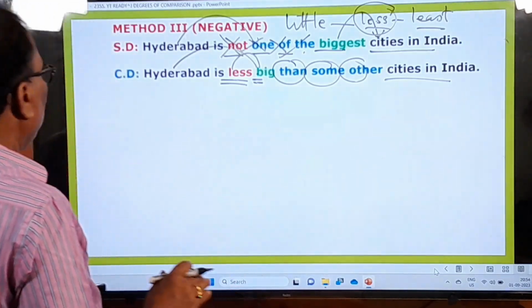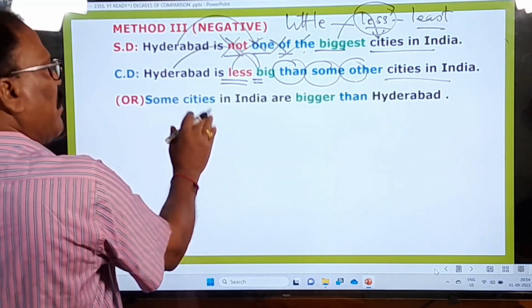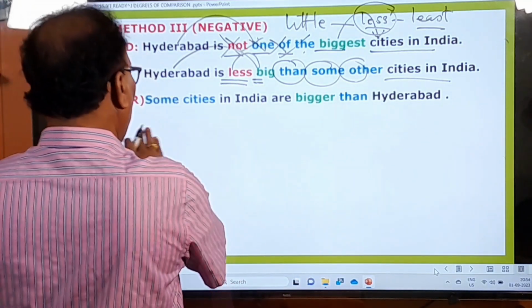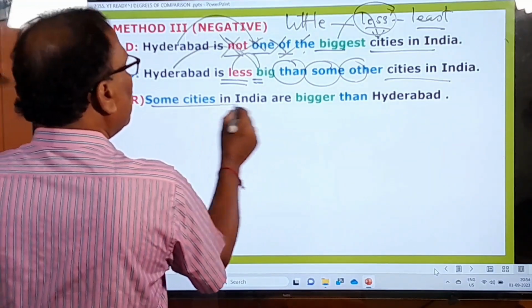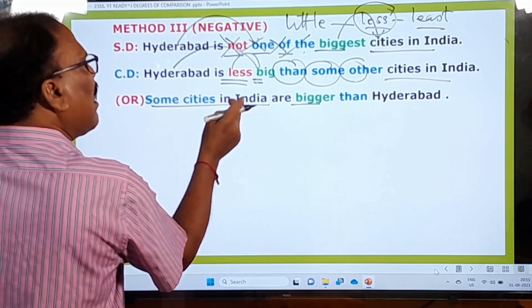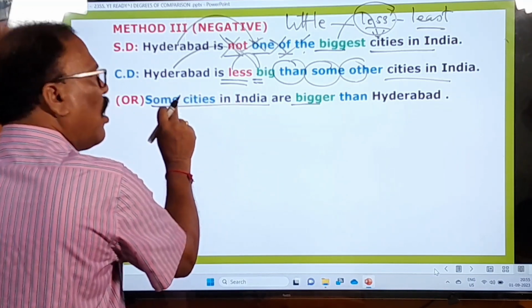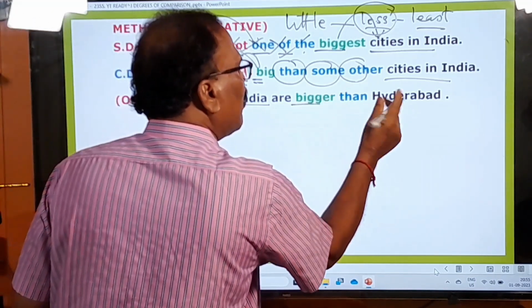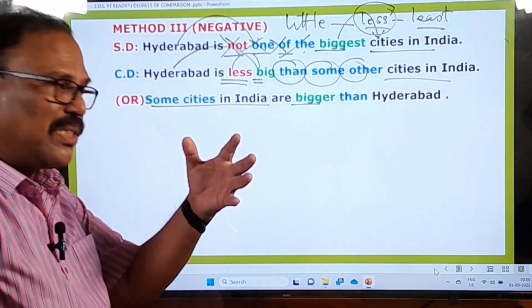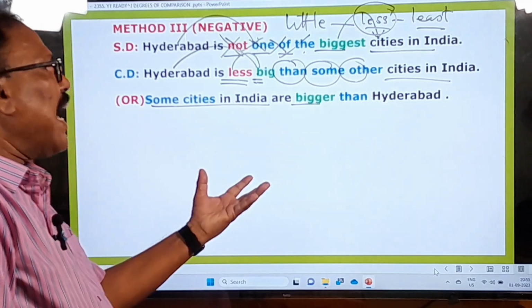And now, what is that? Another style is also there. The same sentence can be recast like this. What is that? How some cities in India are bigger than Hyderabad. That means some cities in India, Indialoni koddi nagaralu, what are bigger than Hyderabad. Hyderabad kante peddanainavi. Avunu, there are so many cities in India that are bigger than Hyderabad.